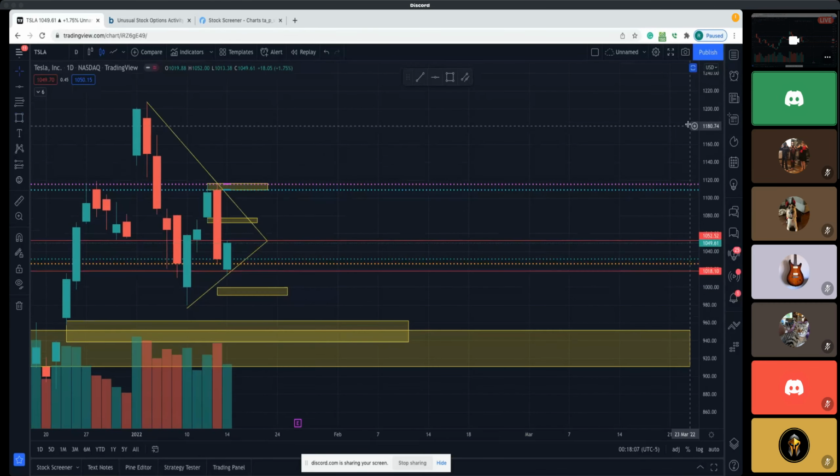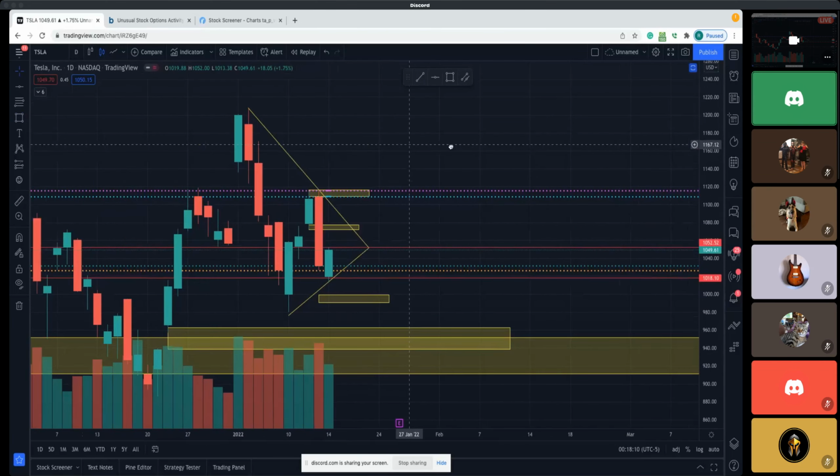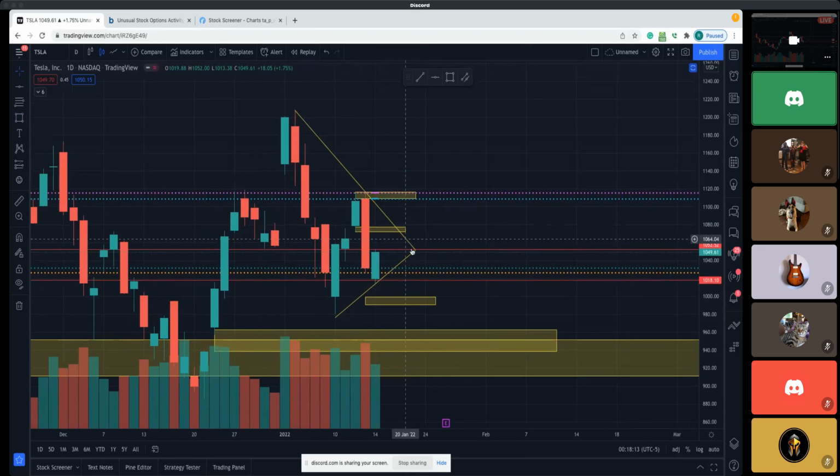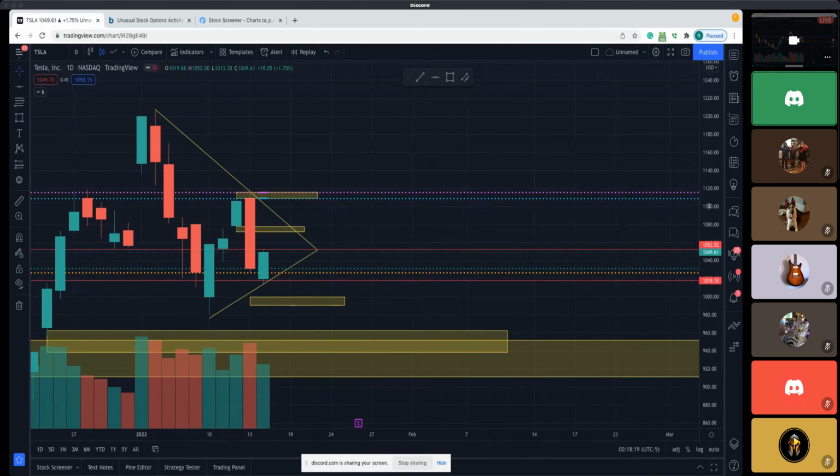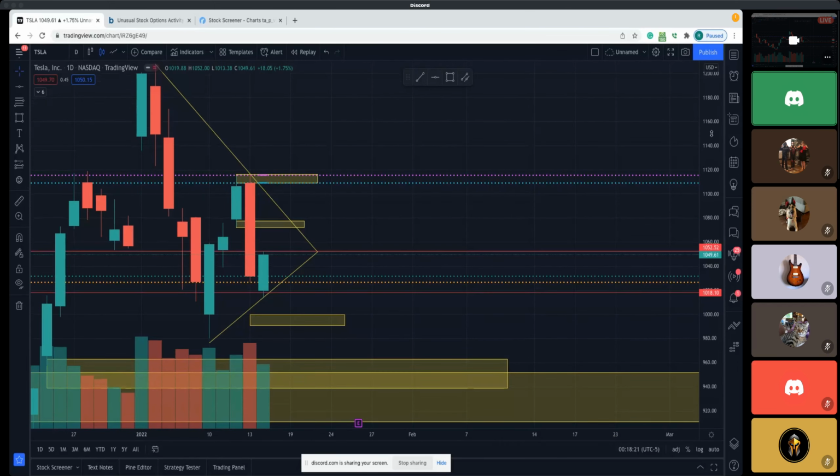Okay. The support and resistance just depends on where these pivot lines touch, right? Let me see. You're able to see the screen, correct? I just want to make sure. Yeah, I can see it. All right.